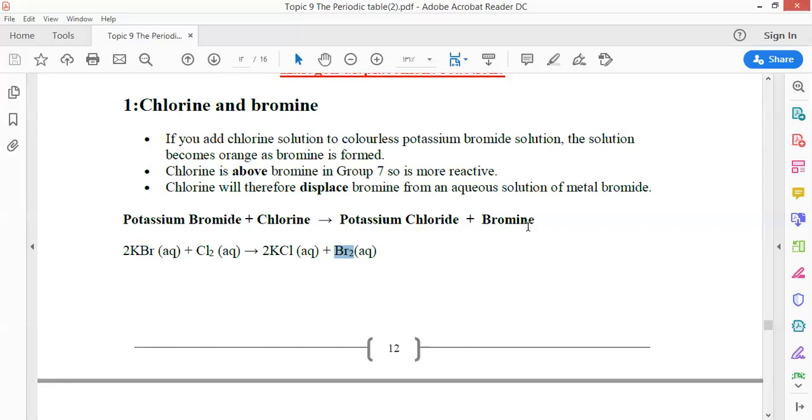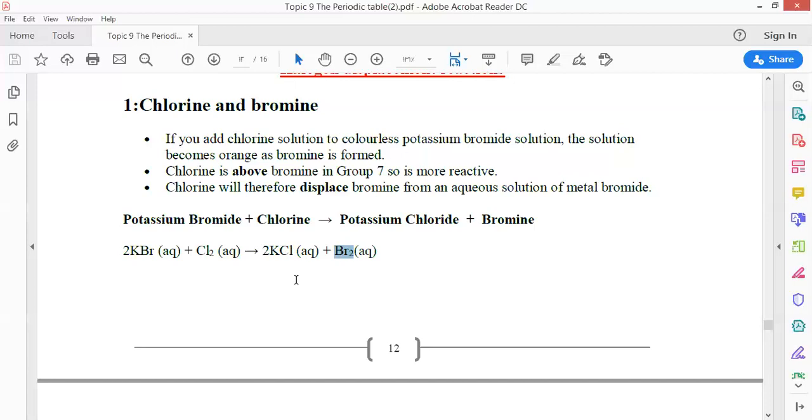If you add chlorine solution to potassium bromide solution, the solution becomes orange as bromine is formed. So in this reaction, the solution will be orange. Why? Because I have bromine here. Bromine is orange. Chlorine is above bromine in group number 7, so it is more reactive. Chlorine will therefore displace bromine from an aqueous solution of metal bromide. Instead of 2KBr, it will be 2KCl.